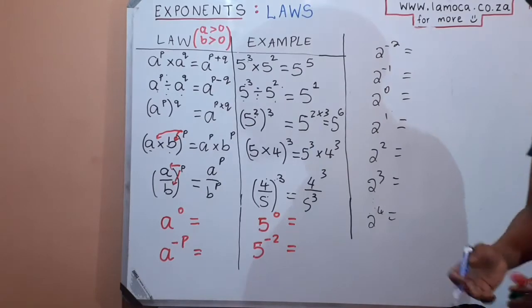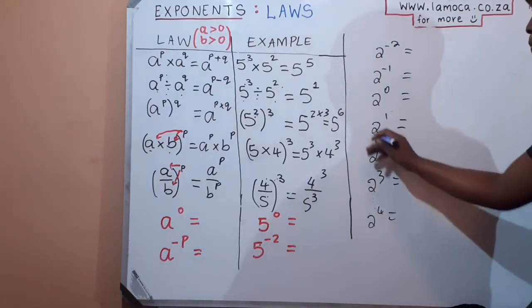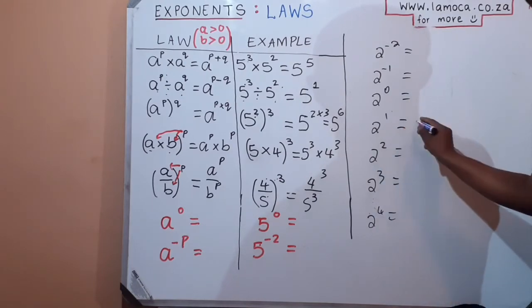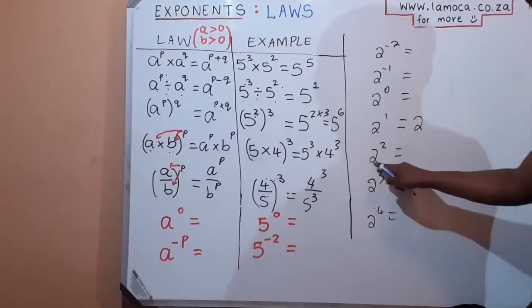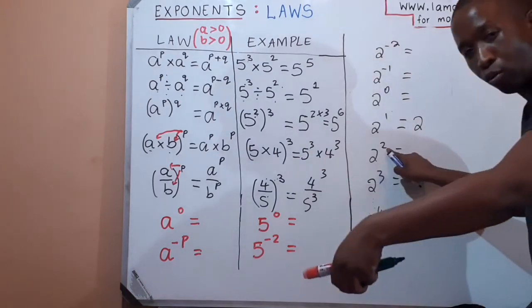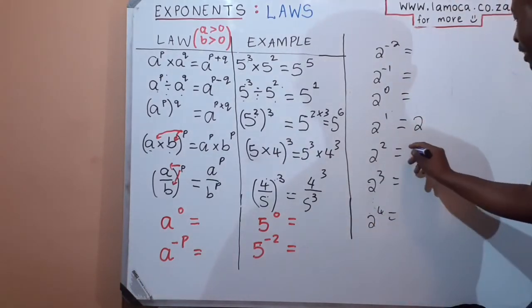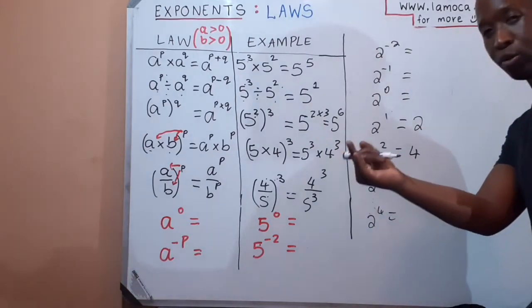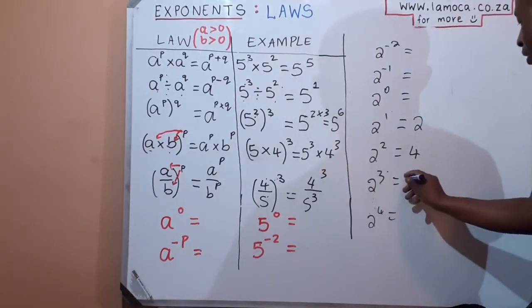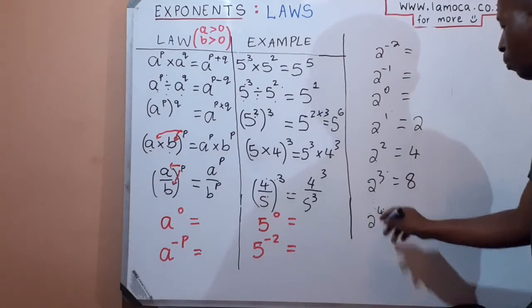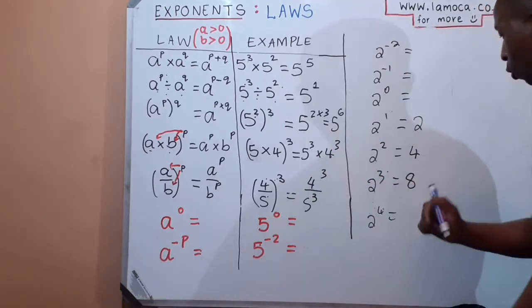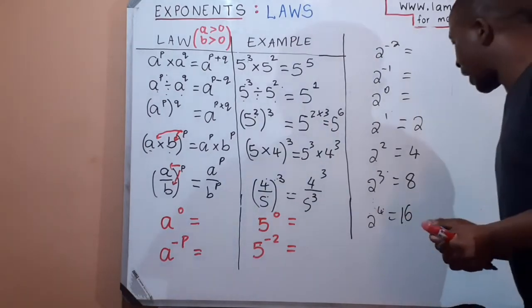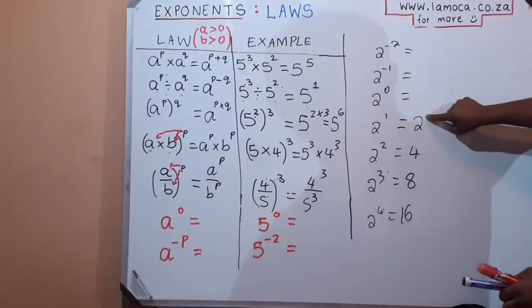So let's start with something that you guys have an idea of. 2 to the power of 1 is just 2. But 2 squared is 2 times 2, which is 2 twos, which is going to give us an answer of 4. And then 2 to the power 3 is 2 times 2 times 2, 3 times, which is going to give us an answer of 8. Similarly, 2 to the power 4 is 2 multiplied by itself 4 times, and that will leave you with an answer of 16.